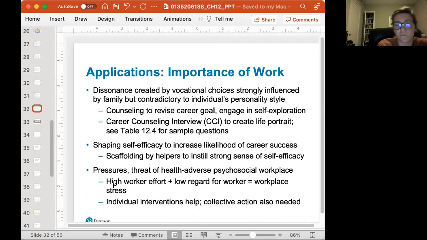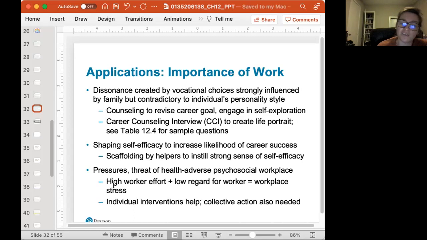Application: the importance of this work. Dissonance is created by vocational choices that are strongly influenced by family but contradictory to individuals' personality styles. Counseling is to revise career goals and engage in self-exploration. A career counseling interview can help create a life portrait. You can look at table 12.4 for sample questions of career counseling interviewing in your book. Shaping self-efficacy to increase likelihood of career success: scaffolding by helpers helps instill a strong sense of self-efficacy.